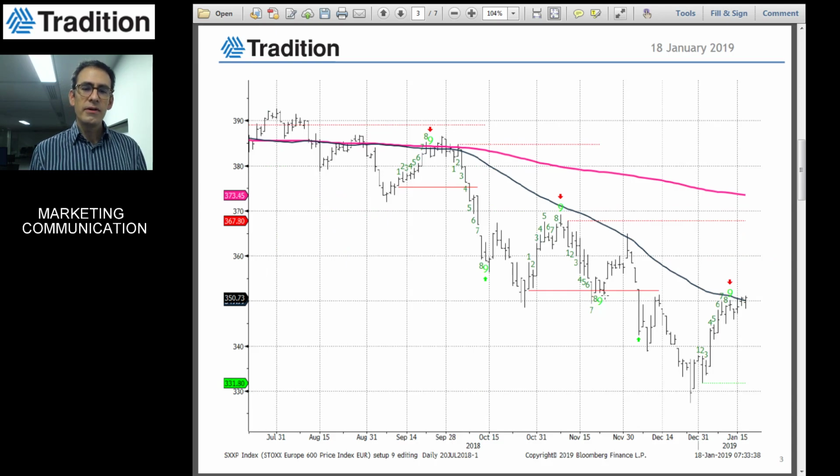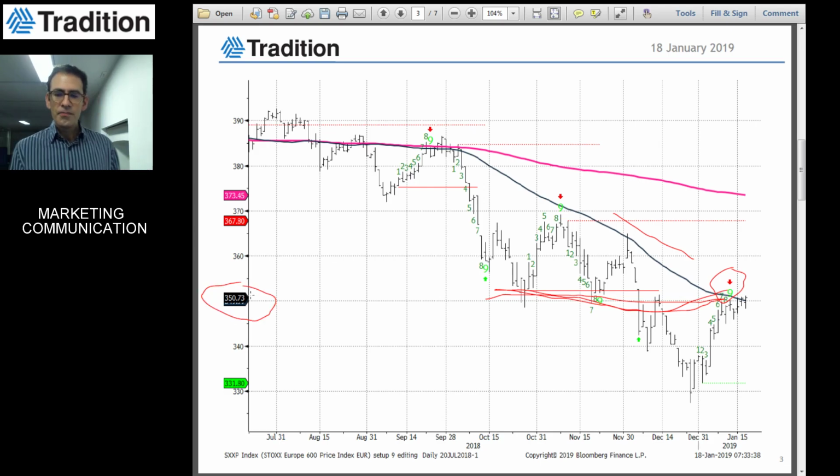Now if we look at European stock markets, this is the chart of the Stoxx 600. You can see this setup 9 sell. You can also see the declining 50-day moving average and this quite important chartist resistance zone around 350 on the Stoxx 600. First of all, you can see that there was no significant correction this week despite the recent setup 9 sell signal.